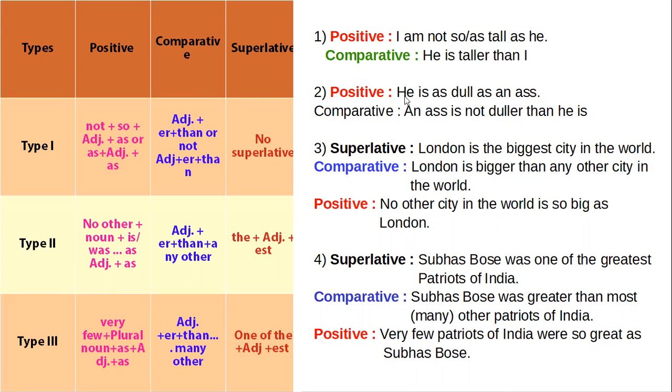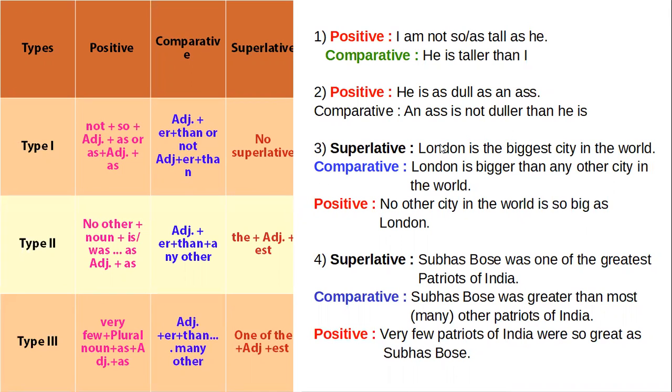Then coming to the second one: He is as dull as an ass. This is also a positive degree and it is the first type. Now we have to change it into comparative. What is the adjective here? Dull. While writing in comparative, you should add er to the adjective: He is not duller than he is.